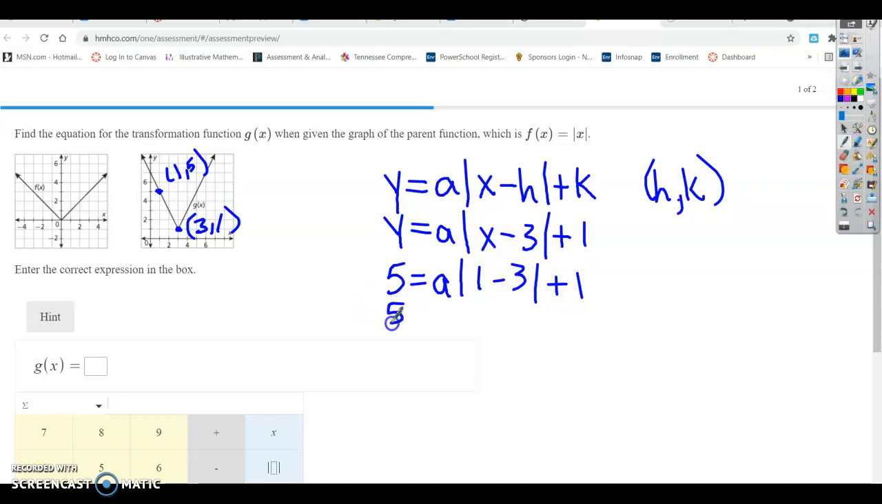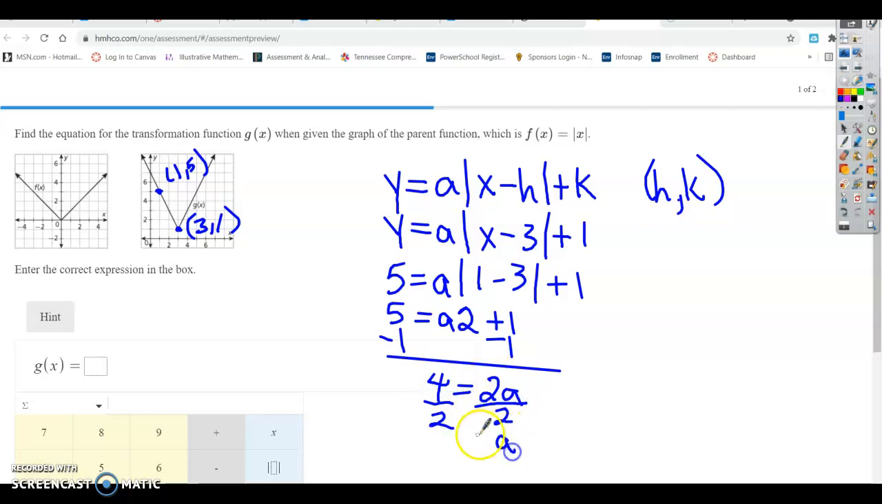All right, so I've got 5 equals a times the absolute value of 1 minus 3, which is negative 2. Absolute value of negative 2 is 2. I'm going to subtract 1. So I've got 4 equals a2 or 2a. Typically we write the number first. So a equals 4 divided by 2, or 2.